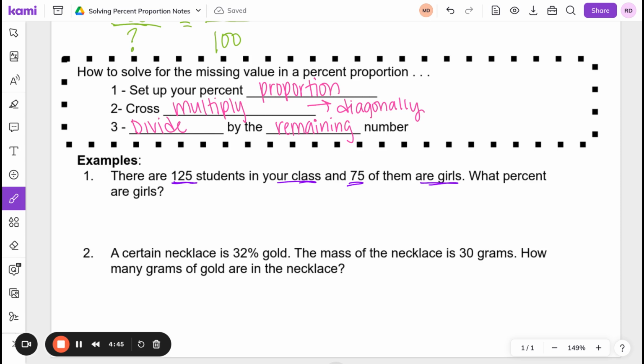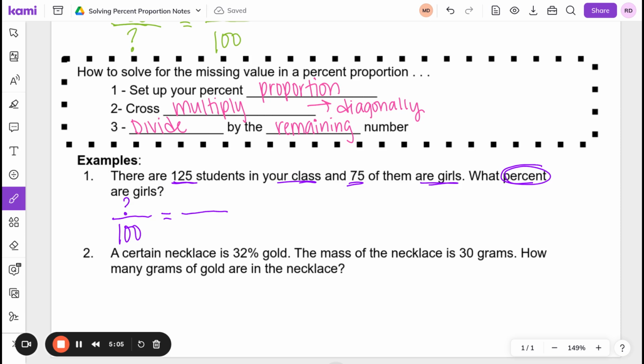75 are girls. What percent are girls? So we're going to start by setting up our percent proportion. Again, you always have to have the number 100. Over the 100 is the percent. The question is asking for the percent, so that means our question mark goes over the 100.